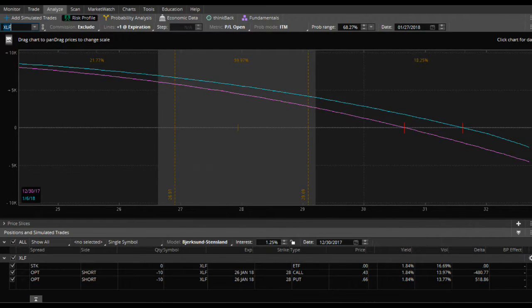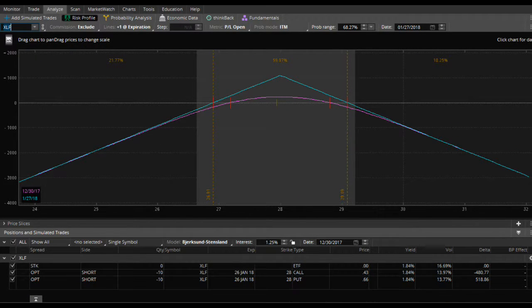XLF. So with XLF, we're starting to get into the spider securities. This is just a very typical straddle, and it's really nicely centered over the market right here at 28. We have a probability of profit of right at 60%, so not really looking to do anything with this position yet. This one might come off this week if XLF continues to stay at the 28 strike. So not looking to manage this one either.